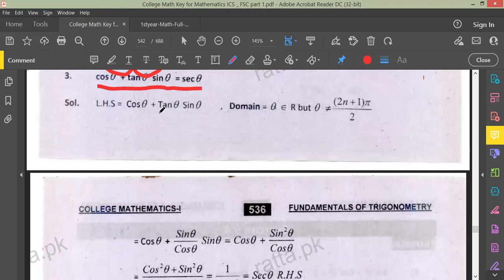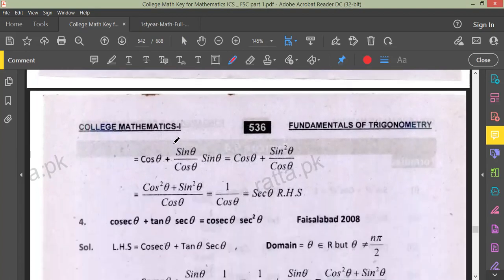tan theta is equal to sine over cos. After putting the value of tan theta, which is sine theta over cos theta, this will become cos theta plus sine square theta over cos theta. After taking LCM, the LCM will be cos theta. So cos will be multiplied by cos square theta plus sine square theta.